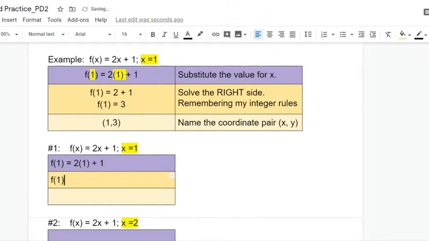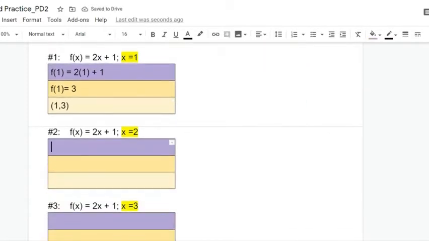You should be using your calculator at this point. So I'm going to skip those steps. 2 times 1 is 2, plus 1 equals 3. And then my coordinate point must be 1, comma 3. Looking at f of x equals 2x plus 1, this time x equals 2. And again, we're using that same rule because we're going to be putting this together and talk about how it looks when we graph. So the first thing we do is substitute.